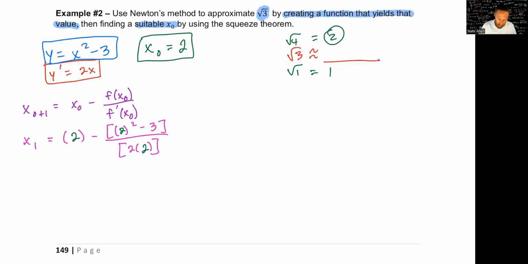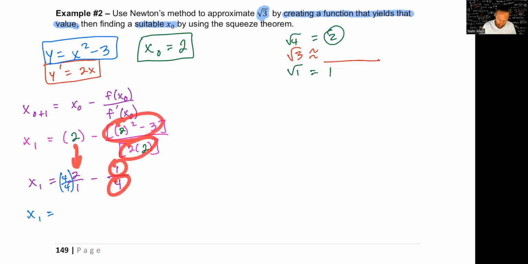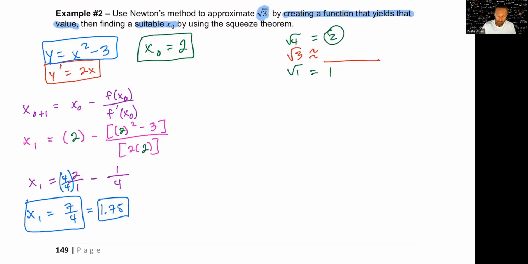So plugging in our x sub 0, our starting place, to get our first iteration, we get the 2. 4 minus 3 is 1 on top. 2 times 2 is 4 on bottom. So multiplying by a fancy 1 to get our common denominator, we'll end up with 7/4, or 1.75. Now go ahead and pause it here and try to do the second iteration on your own if you're feeling comfortable, and then I'll walk you through it once more.